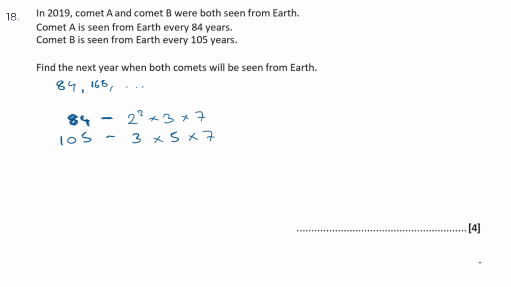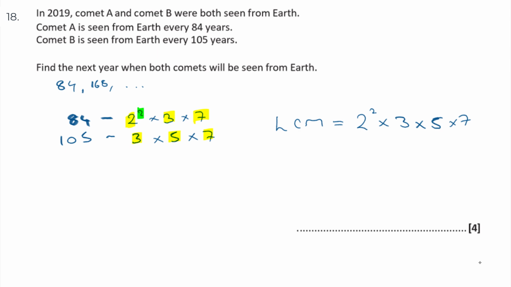Okay, so then my LCM is going to be every base that appears. So I've got a 2 in that one, and the highest power of 2 that appears is 2. So it's every base that appears to the highest power that it appears. So I've got a 2 to the power of 2, that's the highest one. I've got a 3 in both, and the highest power of both is just 1, so I'm just going to have a single 3. I've got a 5 in 105, and that's power 1, so I'm going to have a single 5 in my LCM. And then finally, I've got a 7 and a 7, and the highest power of that in both is just 1, so I'm going to have a 7 in my answer too.